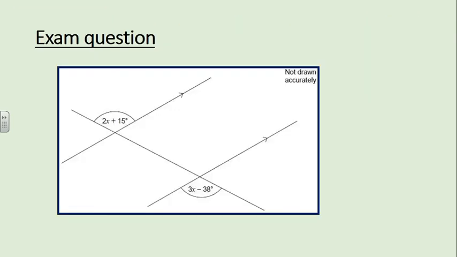Okay, it's an exam question then. It's very similar again. Again, these angles are going to be equal. So form an equation and solve it. So have a go at this now.